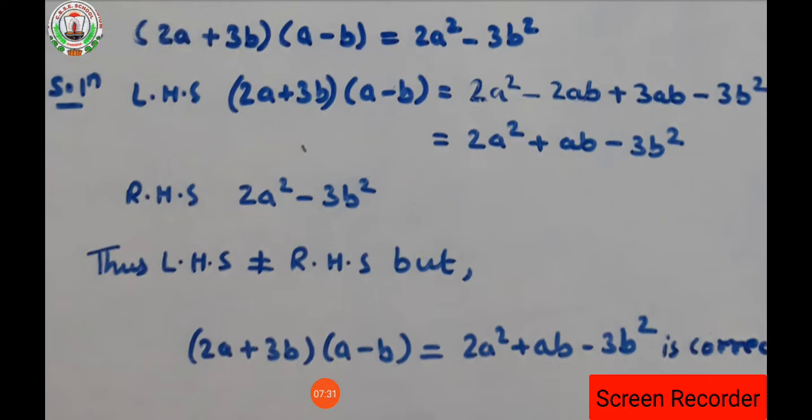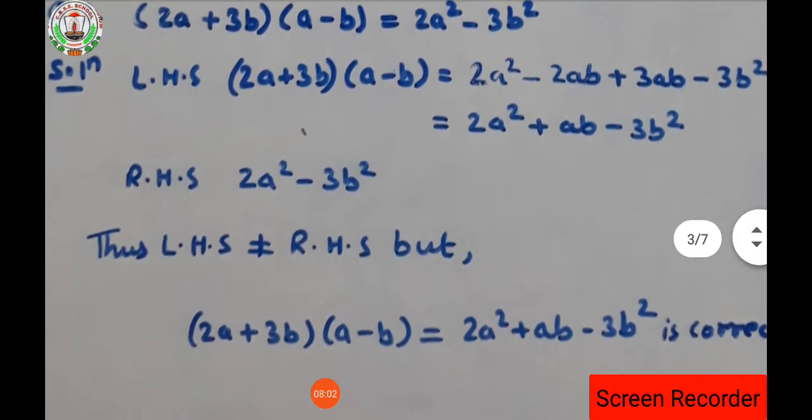Now what is the RHS part we are having here? RHS is 2a² - 3b². We can't solve this, since if in place of 2 we had 4, and in place of 3 we had 9, we could use the identity a² - b². Since 2 is not 4 and 3 is not 9, they are only the coefficients of a and b, that's why we can't solve it, so it will remain as it is. So while solving RHS and LHS, we can see that both are not equal.